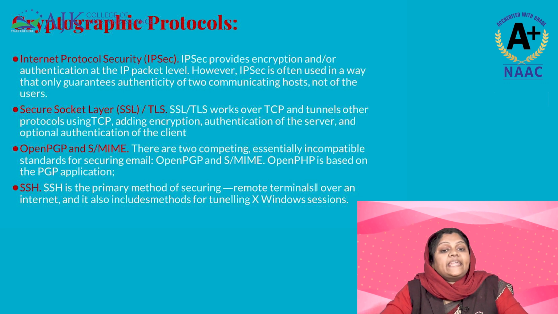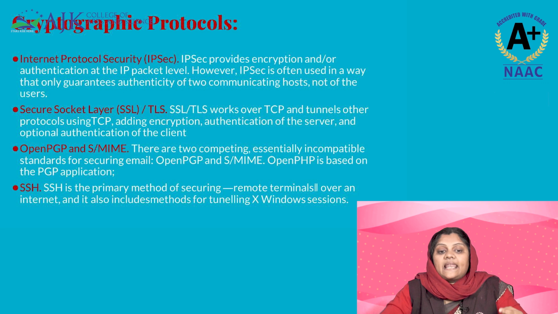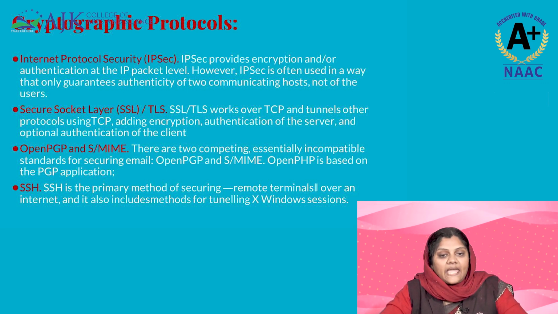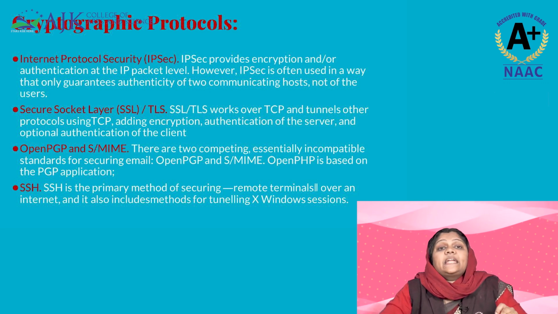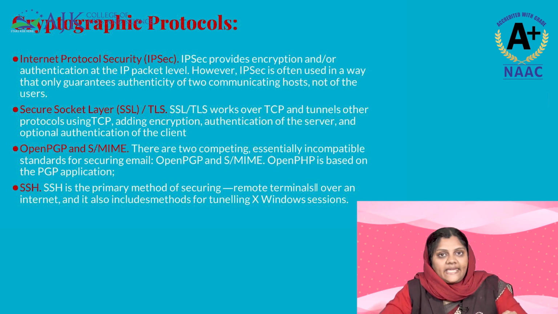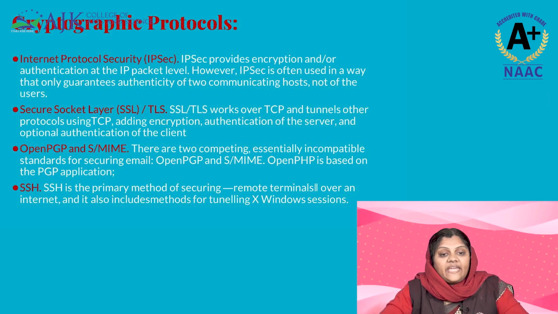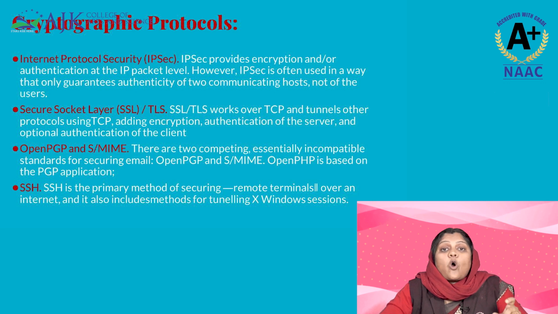First one is Internet Protocol Security. The second is Secure Socket Layer. Third one is OpenPGP and S/MIME. And last one is SSH. The Internet Protocol Security provides encryption and authentication at the IP packet level. However, IPsec is often used in a way that only guarantees authenticity of 2 communicating hosts, not of the users.